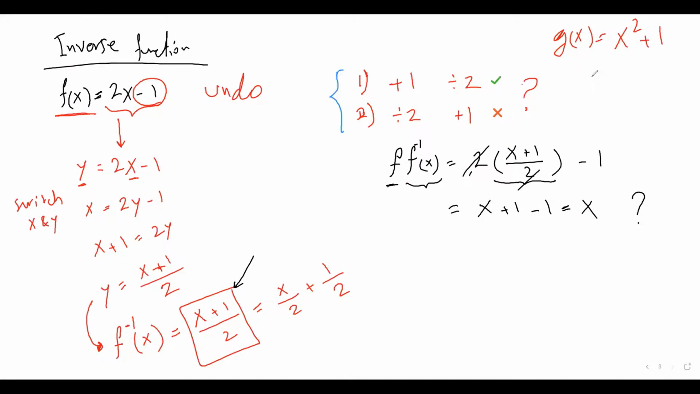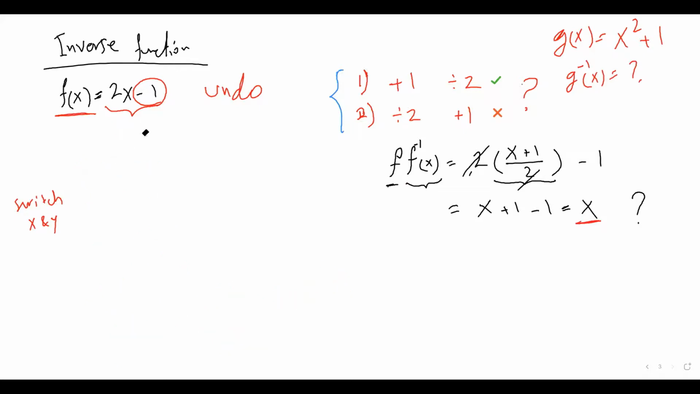And let's find the inverse function of g and then form the composite function and see if we can get the same thing. Maybe we're onto something here, guys. Let me erase this part. So what I'm gonna do is get rid of g of x and write y instead, x squared plus 1, and then I switch x and y, okay?